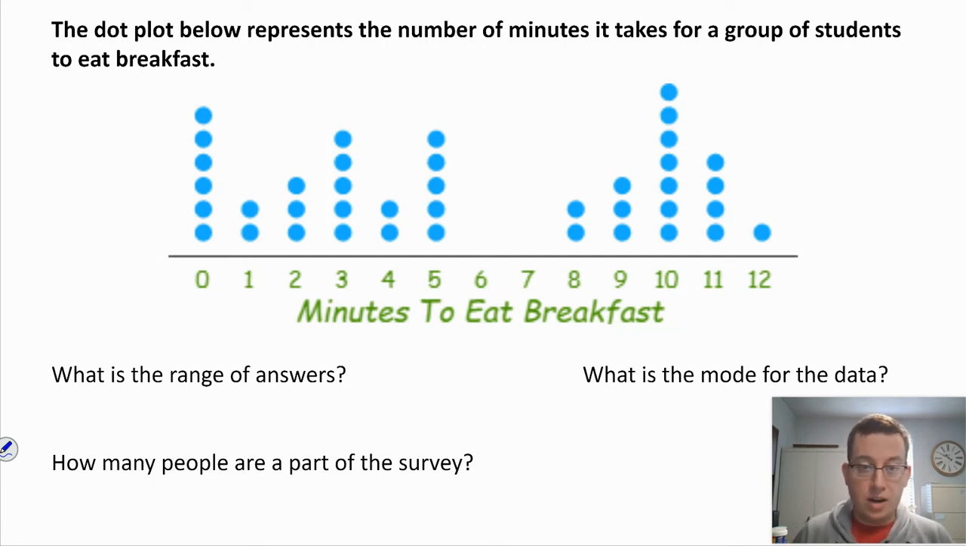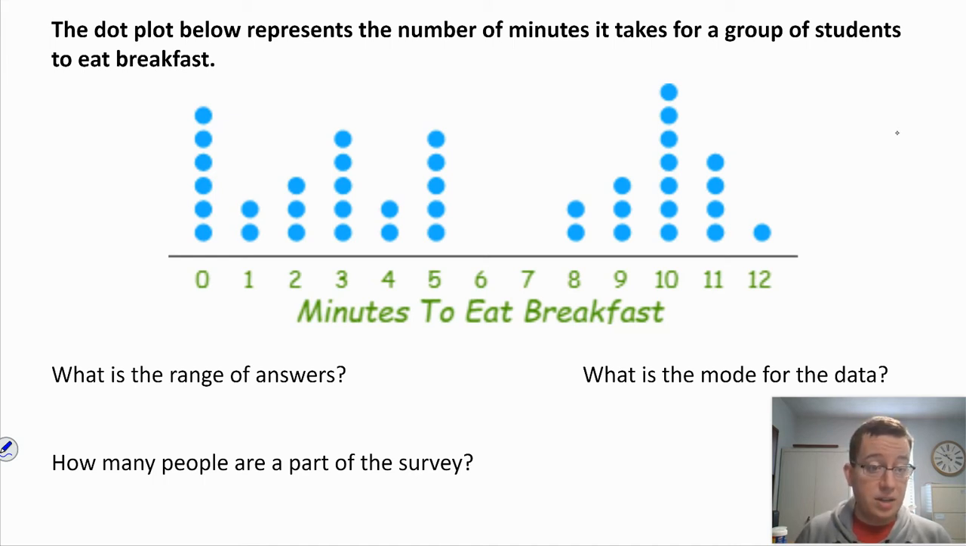Okay, so we've got our data, and this represents minutes. Above zero, I have 1, 2, 3, 4, 5, 6 people who spend no time eating breakfast. So we're just going to assume they don't eat breakfast at all. And then all the way over here, I've got one person who took 12 minutes.